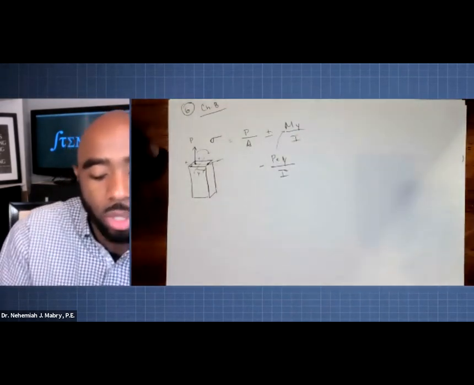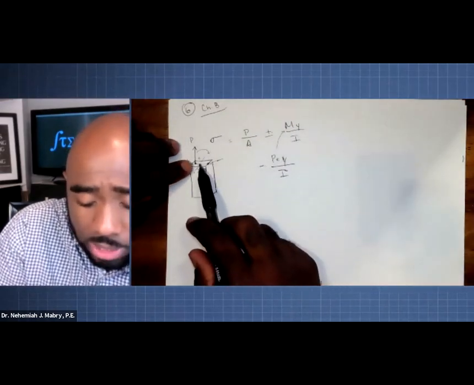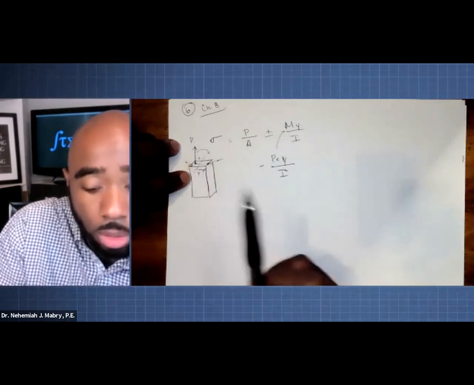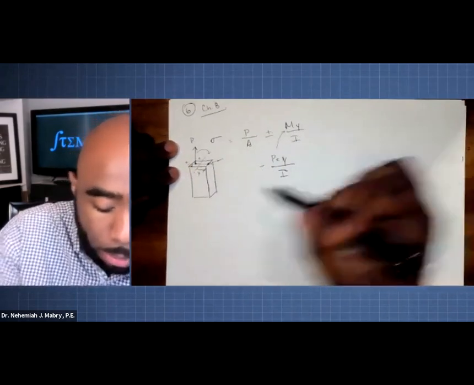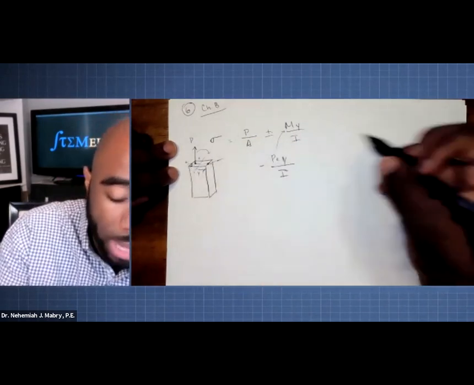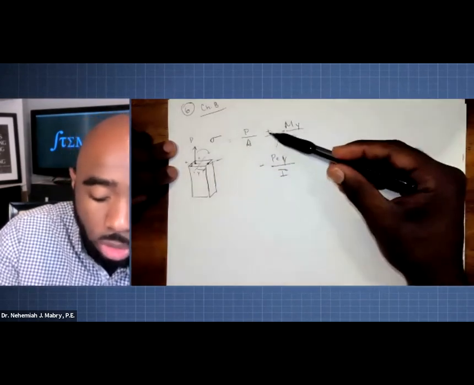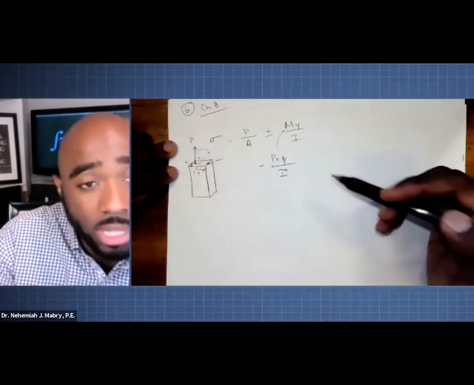So you just want to make sure you are able to always determine, which is really not that difficult, what's the distance of this force from the neutral axis? And then ultimately, based on what you're trying to solve for, if we were trying to solve it for this side, it will be a positive because it's also adding tension stresses there. Determine whether you're going to be adding those terms or subtracting those terms.